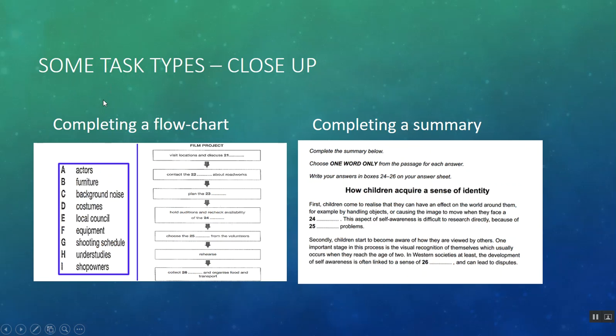Other 2 examples of completing a task. On the left you find a completion of a flow chart. This is a flow chart which you will have to complete with the words provided in the box on the left. And on the right you find a summary that is taken from part of the reading passage, and you are given a maximum of 1 word to complete this summary.